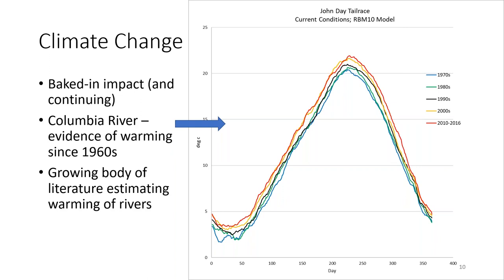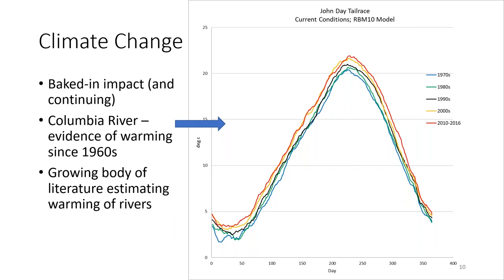What is the temperature? How much warmer is the Columbia River already as of today due to climate change? And to do that, again, we went to the literature, and we did a synthesis of everything we could find. And one of the things we had was the model in our possession, RBM 10. We determined that it's reasonable to start in the 1960s as a baseline, when anthropogenic climate change starts to show a signal in the air temperature readings.